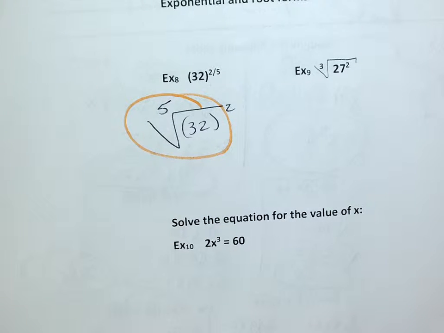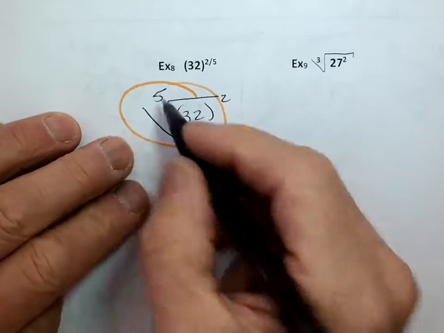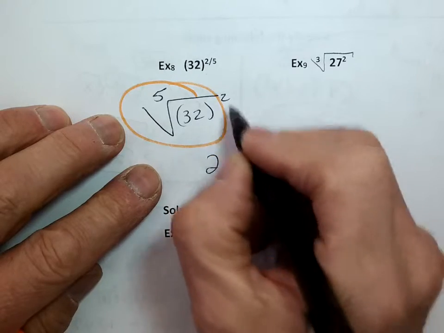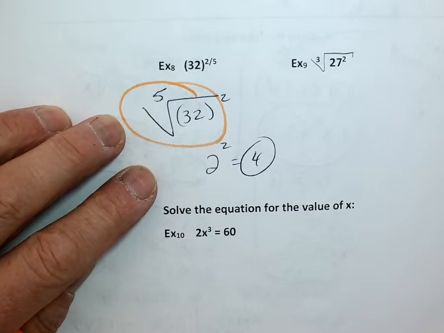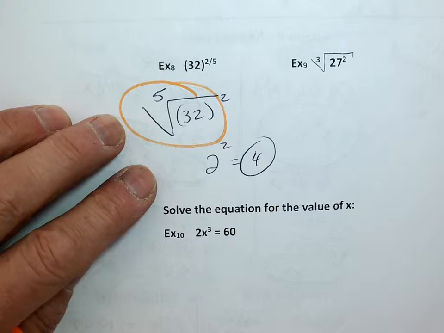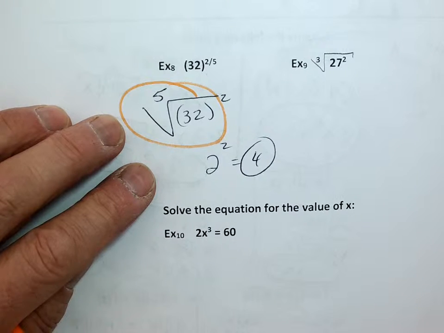What times what times what times what times what makes 32? 2, right? You can do that in your head. You guys agree? 2 times 2 is 4 times 2 is 8 times 2 is 16 times 2 is 32. So I know that the 5th root of 32 is 2, and then I still have to square it. Would it be 4? That's it. That's the whole answer. That's not so bad, is it? That sounds much easier. I agree.